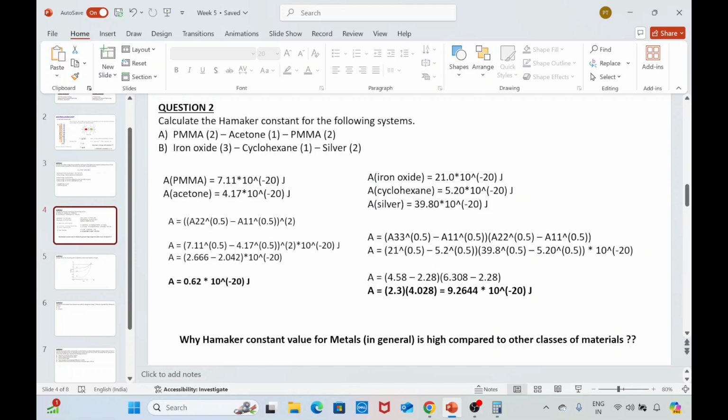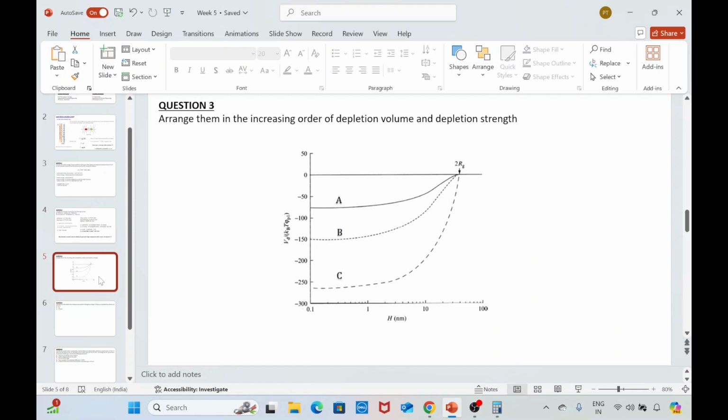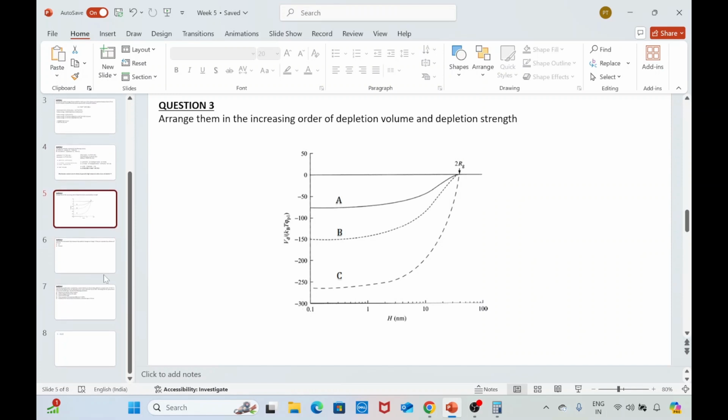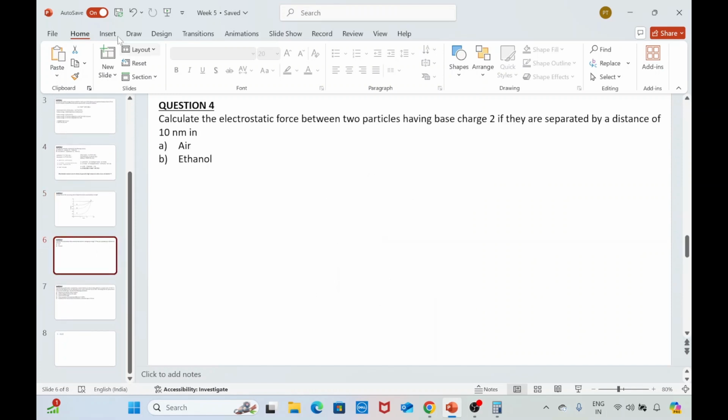So if you have no doubts, then let's just move to the next question. This is a very simple one. Before that, we will go for this question. Again, this is also very simple, but let's solve this.